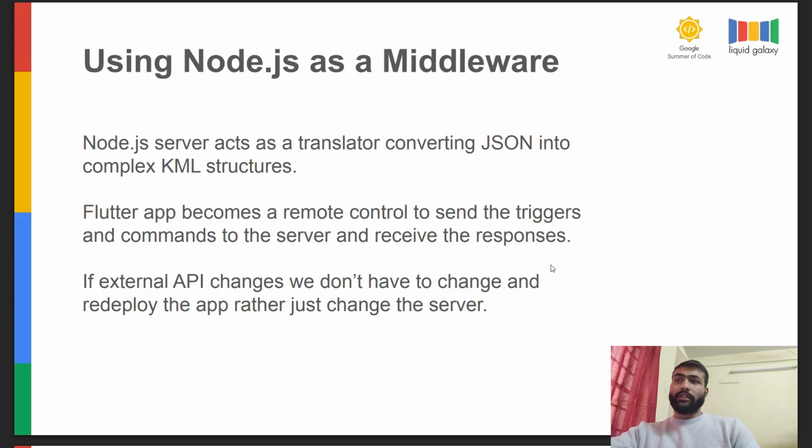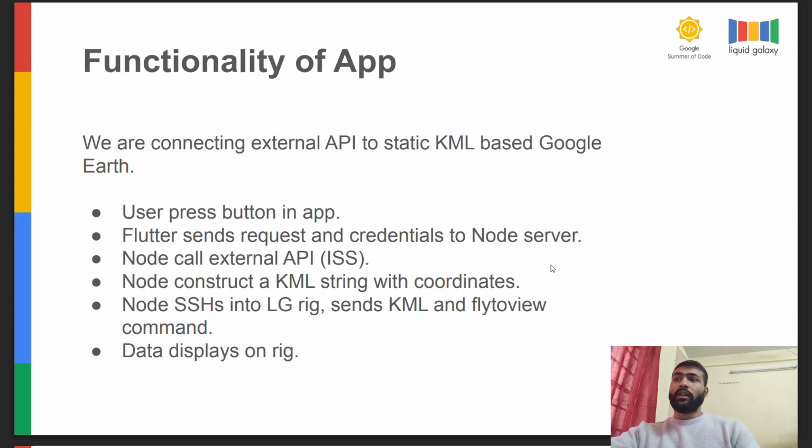Moving on to the functionality of this app, which I am going to show. We are connecting the external API to the static KML-based Google Earth. What external API are we using? We are using the International Space Station API, which is open source. It gives the endpoint of the latitude, longitude, and marker to show the exact location of the International Space Station, and we are showing it on Google Earth by converting to KML using Node.js.